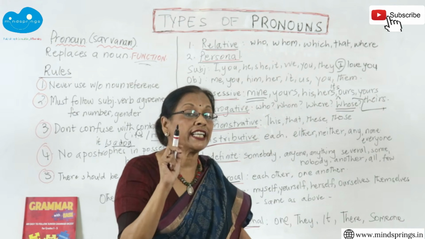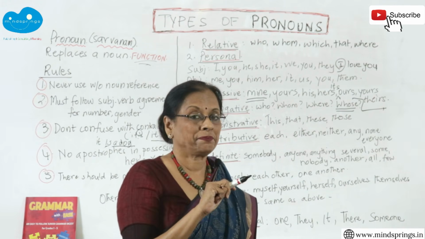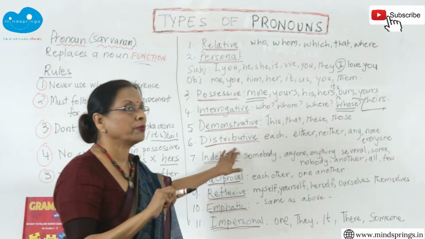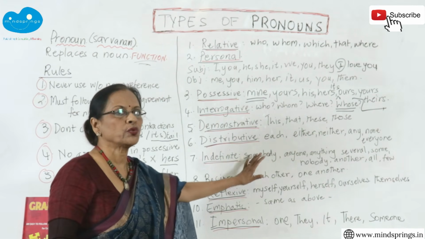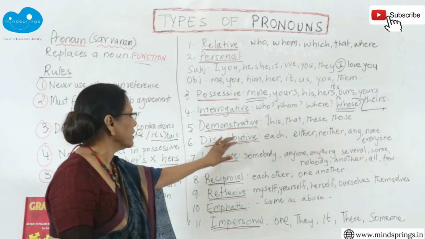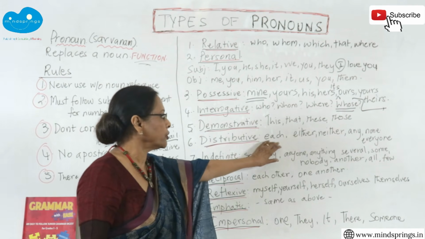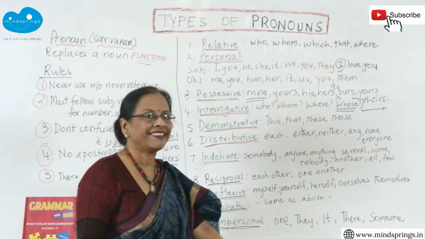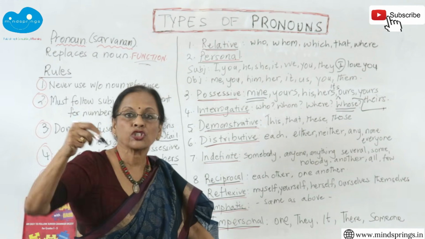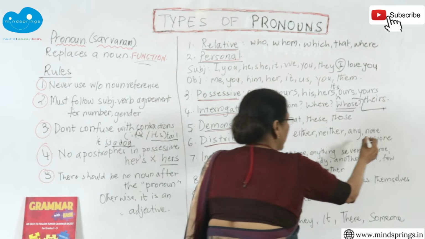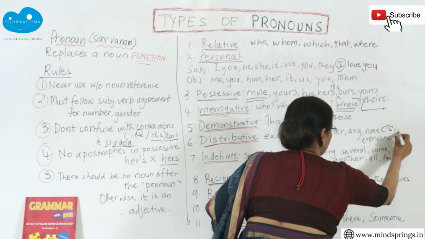The minute I put each child, what does it become? It becomes a distributive adjective. If you have a noun after any of these words, they will become distributive adjectives. So distributive: each, either, neither, any, none, everyone, all these are distributing. And this one always takes the singular.